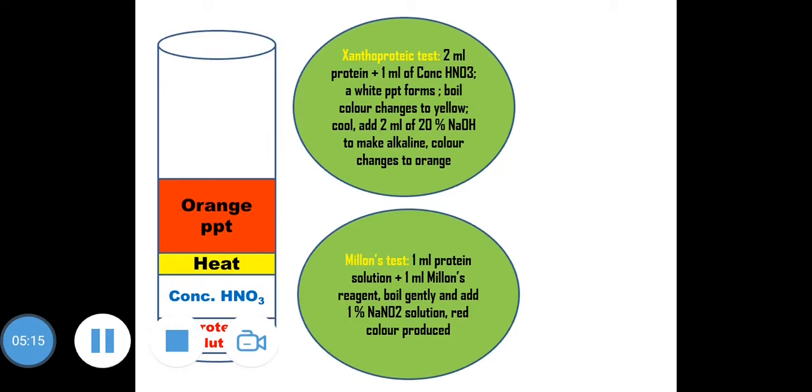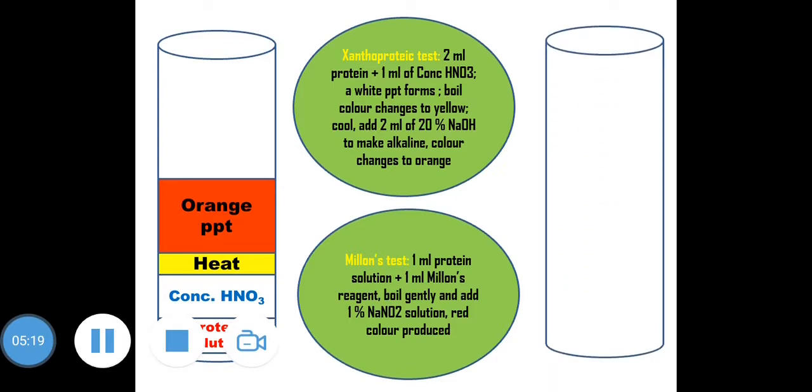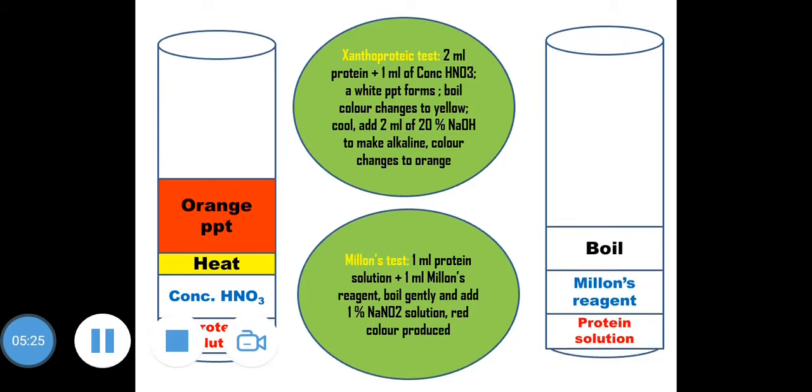Now we will see the procedure. You have to take 1 ml of protein solution and add 1 ml of Millon's reagent. Boil it gently and add 1% sodium nitrite solution. Finally, you will obtain a red color or brick red color.